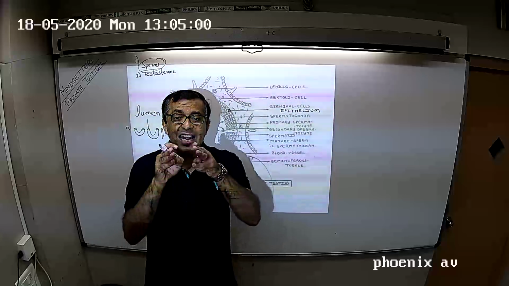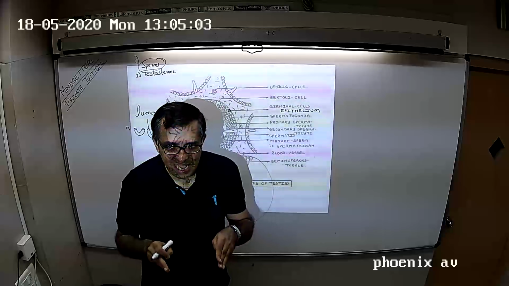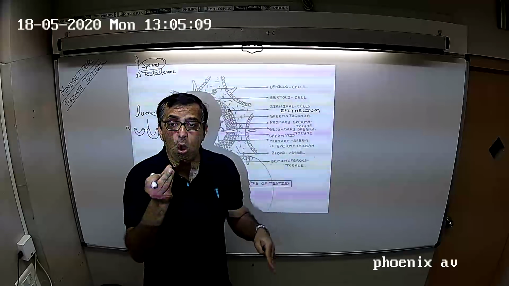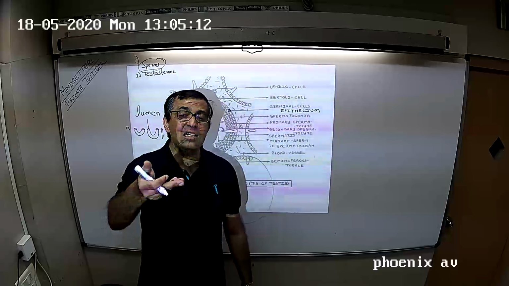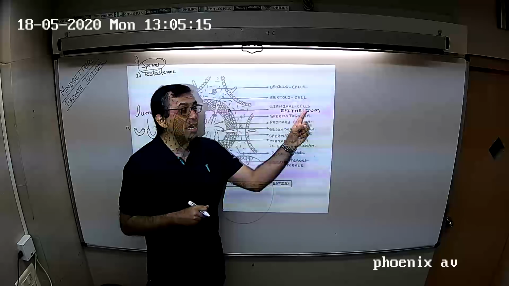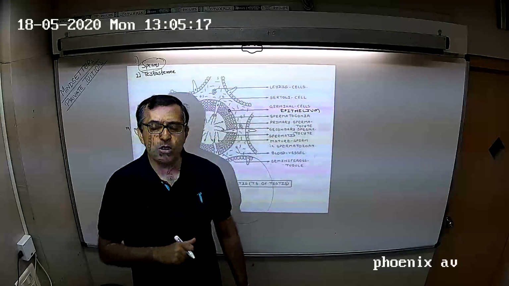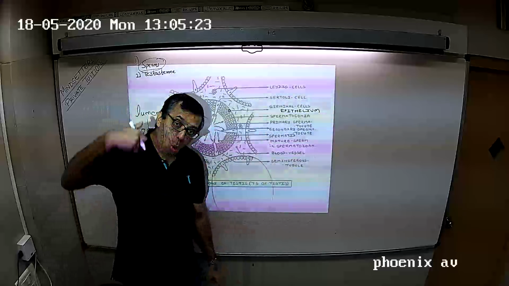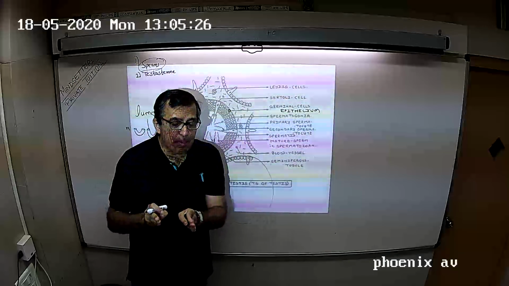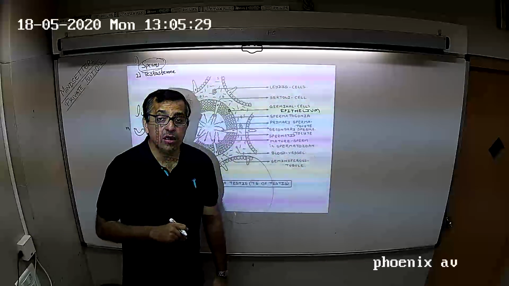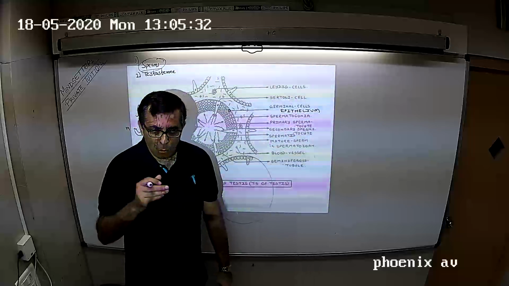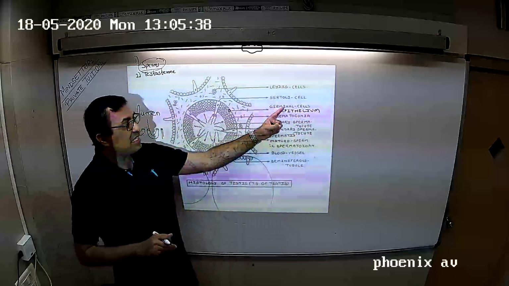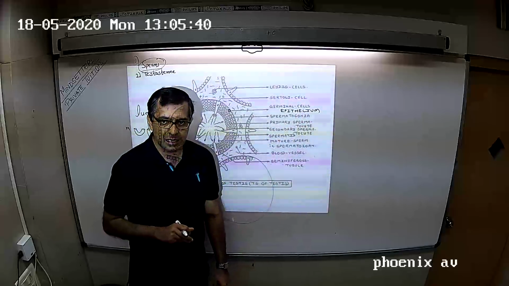Mother cells, when they divide to form daughter cells, sperms, or they divide to form daughter cells, ovum or egg, are called germinal epithelium cells. So in the testis we have germinal epithelium cells, they form sperms. In the ovary also we have germinal epithelial cells, they form the egg or the ovum. So mother cells which divide to form sperms or egg are called germinal epithelial cells.